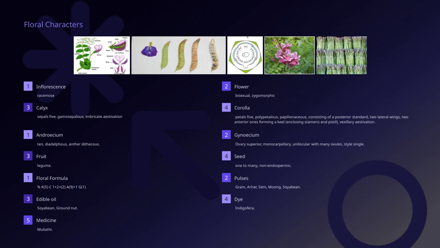This comprehensive understanding of Indigofera's floral characters helps us connect how its structure influences its use as a dye and its significance in agriculture and medicine, especially with related crops like soybean and groundnut, which are major sources of edible oil. Overall, these features highlight the botanical intricacies that define Indigofera and its importance in various fields.